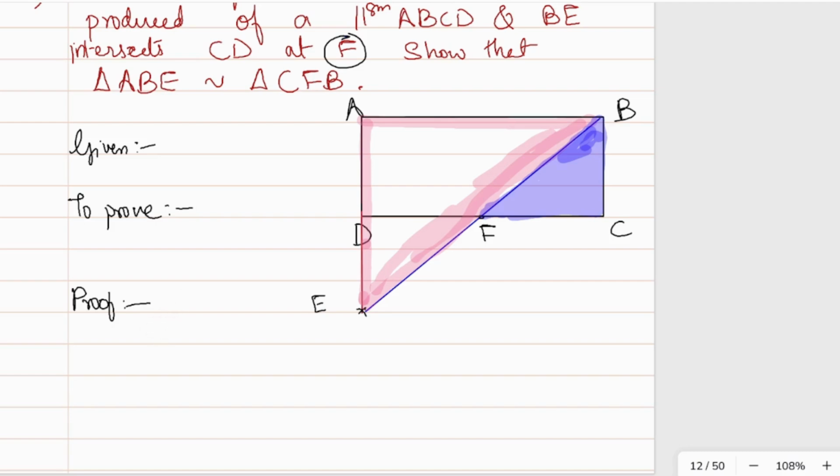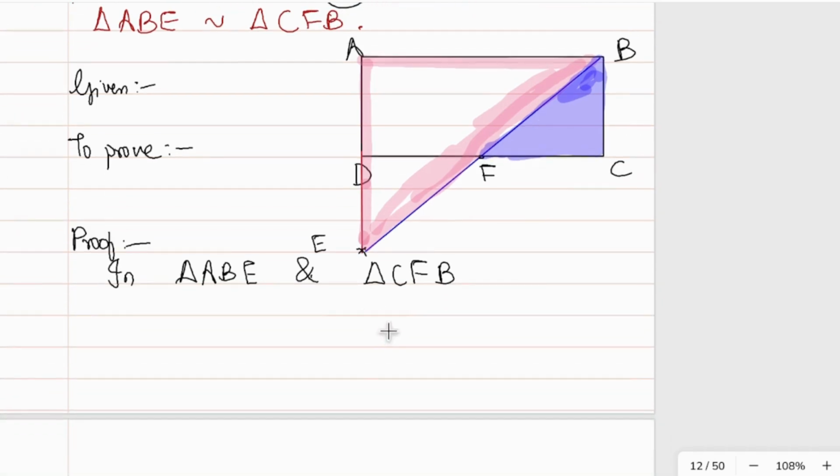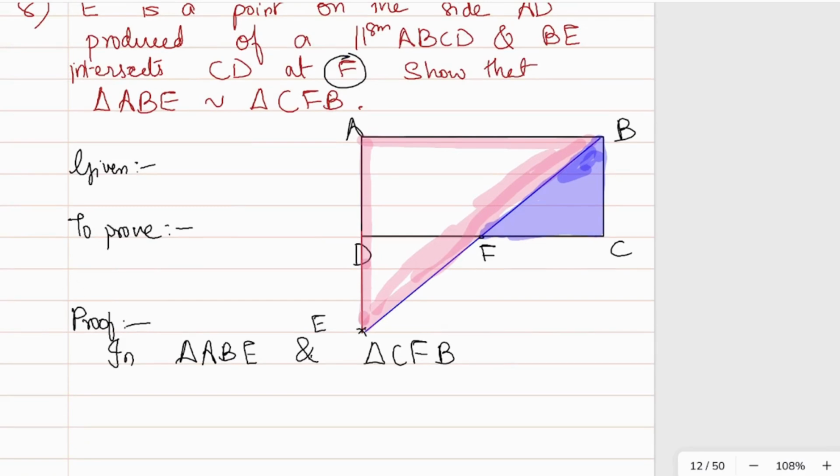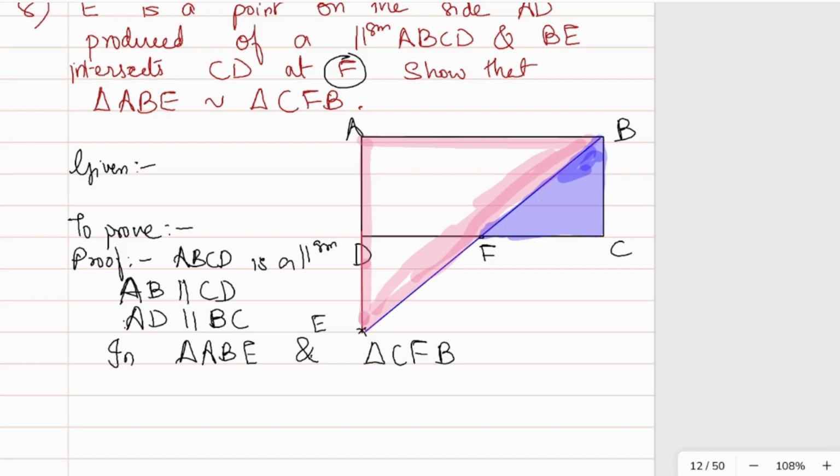So now let me take the triangles. Which all triangles? Triangle ABE and triangle CFB. What all things can I write? Since ABCD is a parallelogram, I can write some more things here, right? ABCD is a parallelogram. Therefore, AB is parallel to CD, and AD is parallel to BC, right?